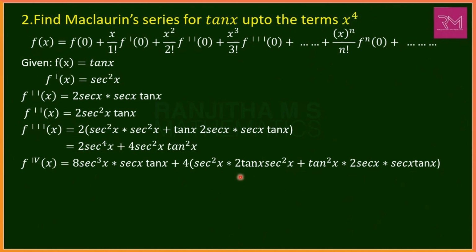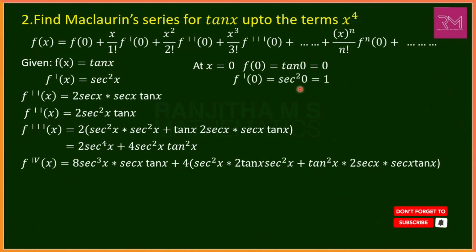You have to differentiate carefully. This is our f fourth derivative of x value. After finding f dash, f double dash, f triple dash and f power fourth derivative of x, we have to find these values at x is equal to 0. At x is equal to 0, f of 0 becomes, in the place of x you have to substitute 0, that is tan 0 is 0.